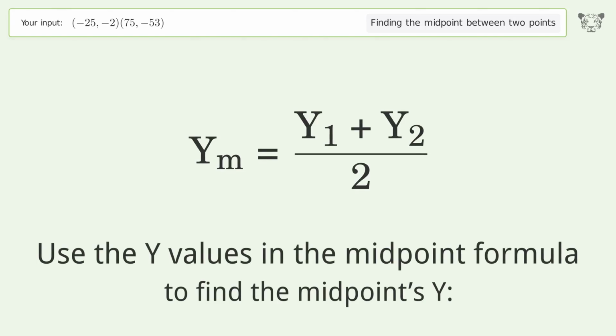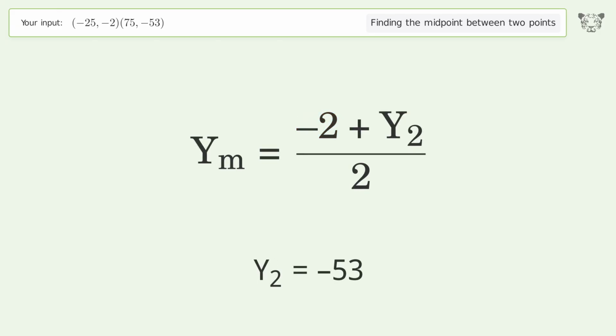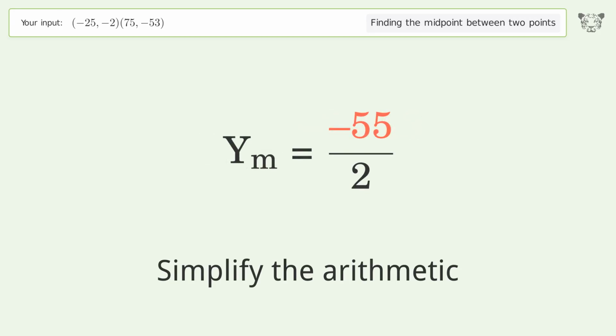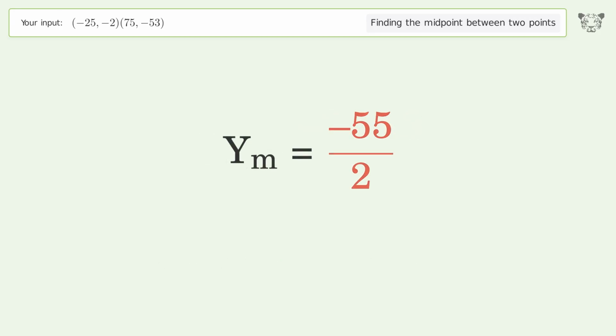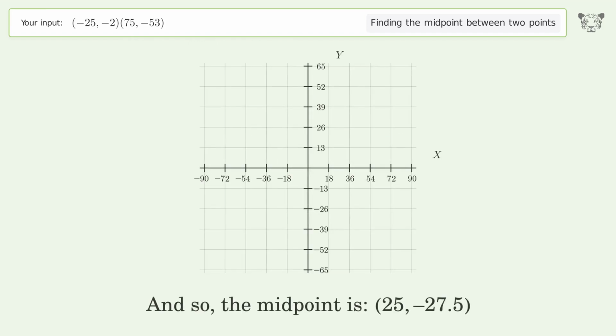Use the y values in the midpoint formula to find the midpoint's y. y1 equals negative 2. y2 equals negative 53. Simplify the arithmetic. And so, the midpoint is 25, negative 27.5.